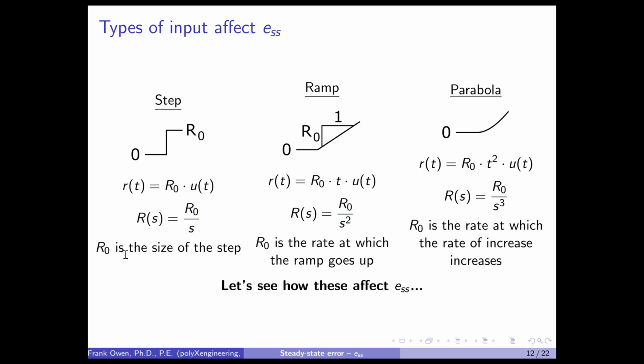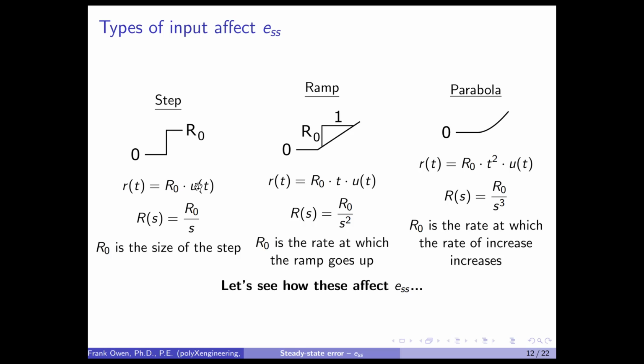Picking up on the slide that I left off with in part 3, I talked about these three different inputs: a step input, which is very aggressive, a ramp input, which is a little bit less aggressive, and then a parabola, which is even less aggressive than that. But the expressions for these are given underneath here.